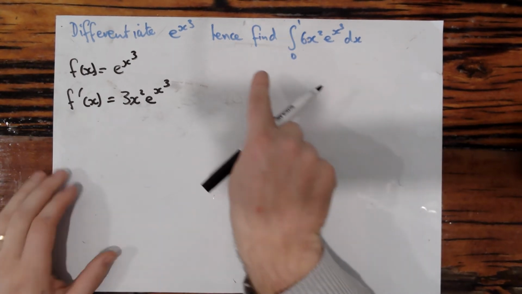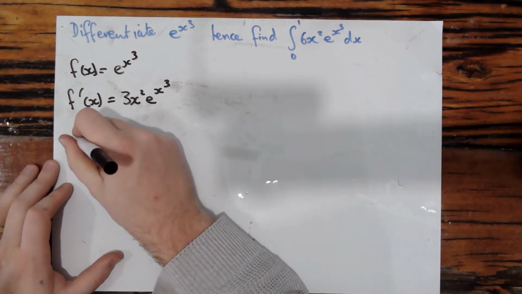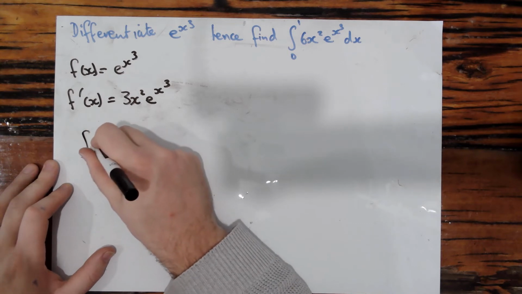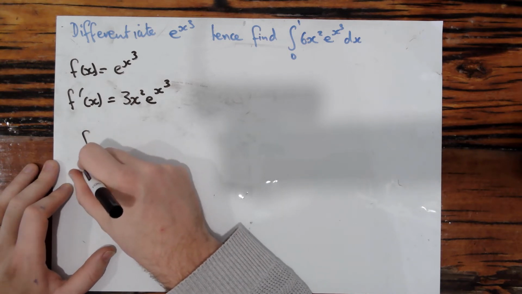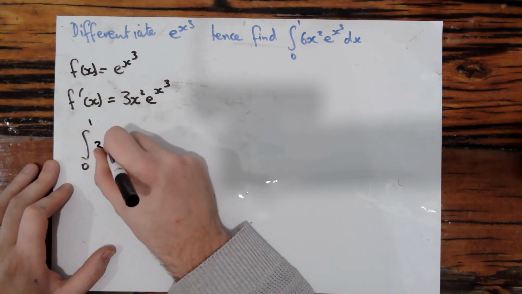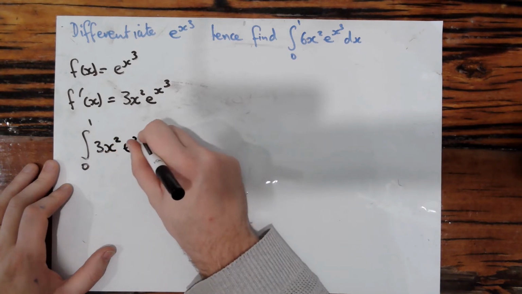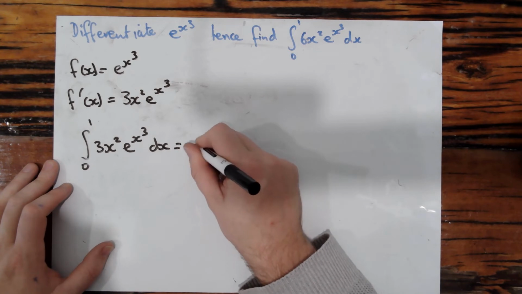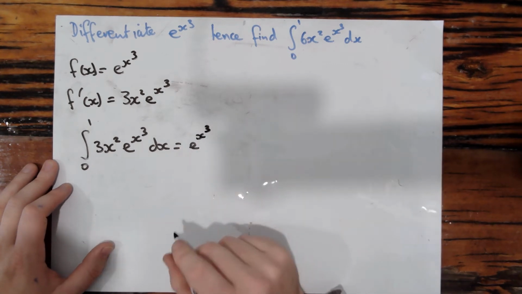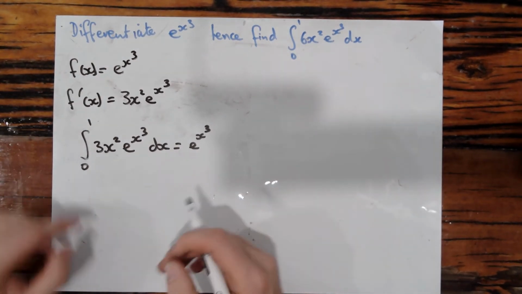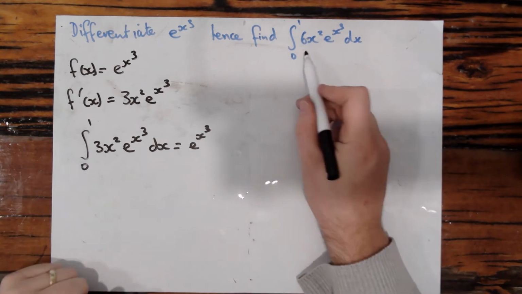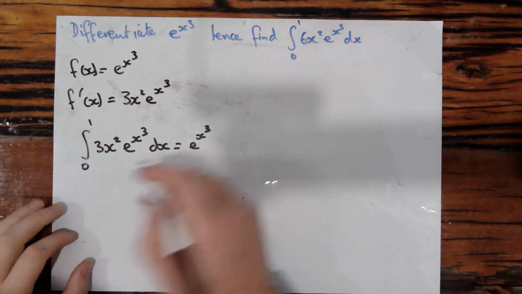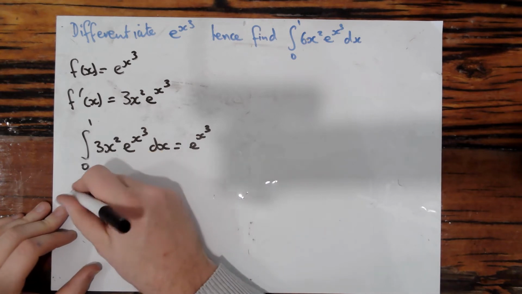Now we're going to hence find this one. So this is where we set up this equation and say that we've got the integral from 0 to 1 of 3x squared e to the x cubed dx, which is going to equal e to the x cubed. We don't need the plus c now because we've got our terminals. But we don't have what we want. We need it to be 6, so we've got to multiply everything by 2.